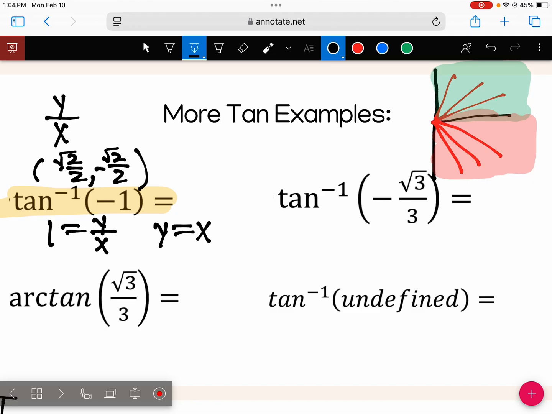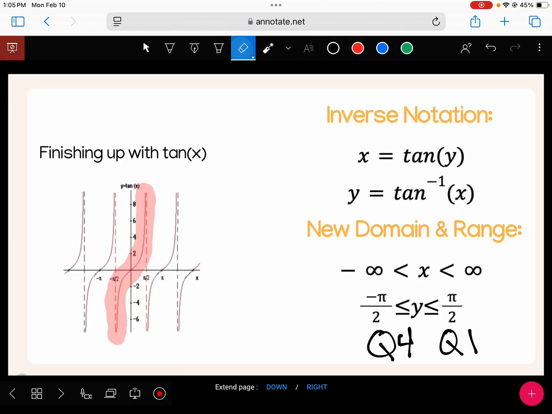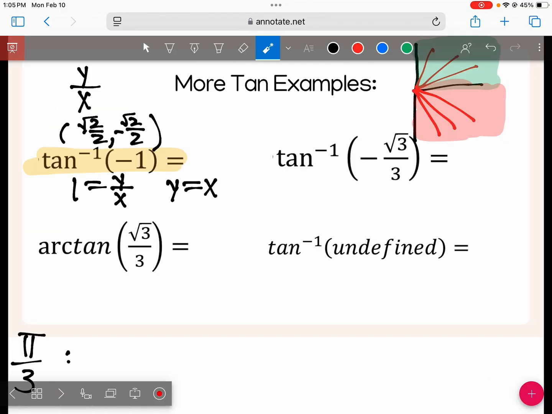And I heard you say negative pi over 4, or 7 pi fourths. But with our range that we have here, we have to do the same thing that we do to the sine values, right? Where we convert them, which gives us a negative pi over 4.